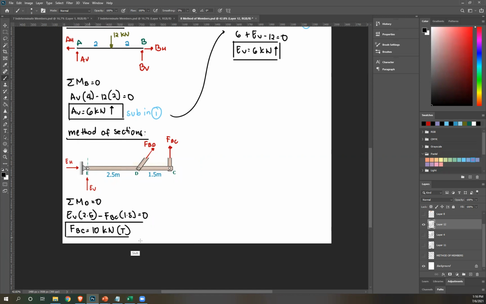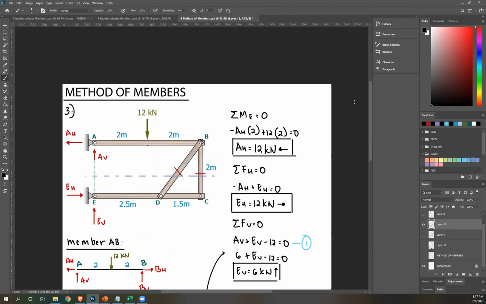Next, how do I get FBD? And use the remaining equilibrium equation, which is summation of forces, vertical or horizontal. You can use either, right? You should get the same answer. Let's try doing horizontal. Okay. EH to the right, so positive. Now I need to get the horizontal component of FBD. So how do I do that? Again, I either need an angle or slope. I don't have angles here. I'm given dimensions. So let's solve for the slope.